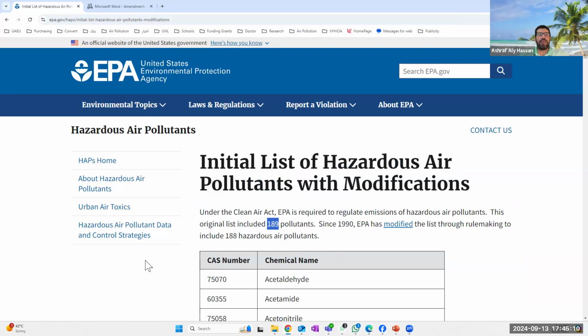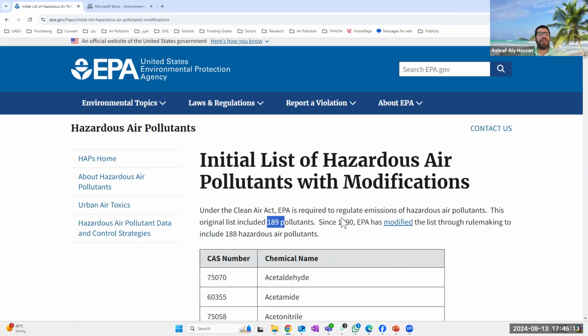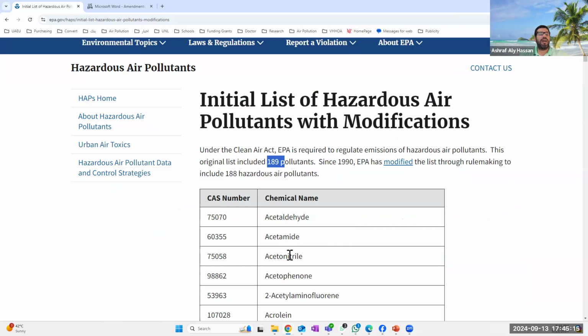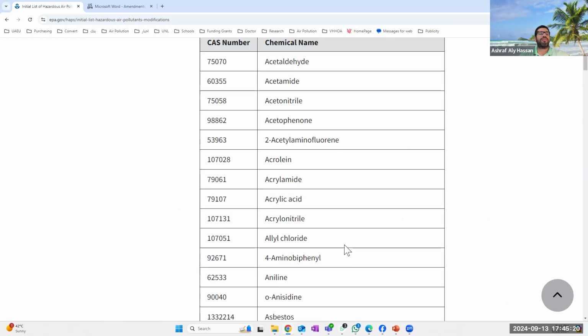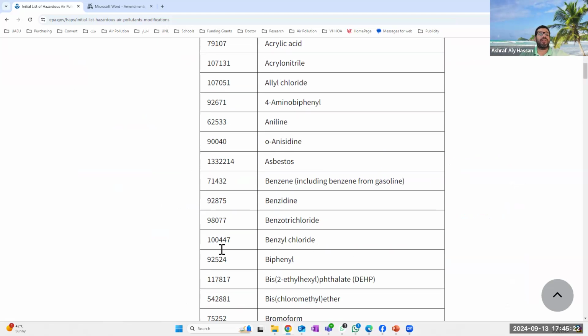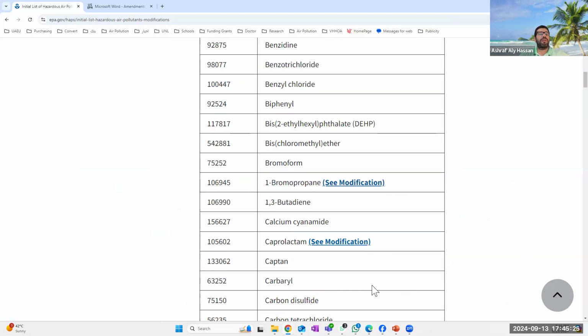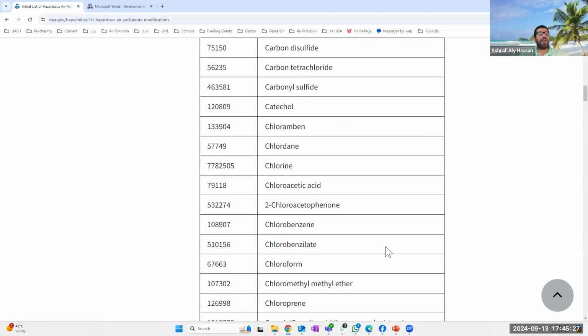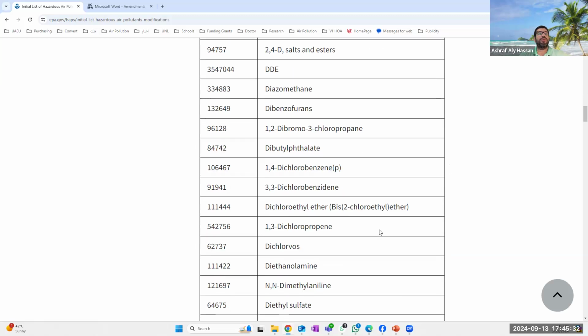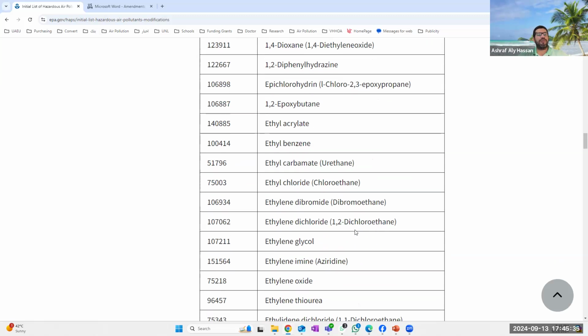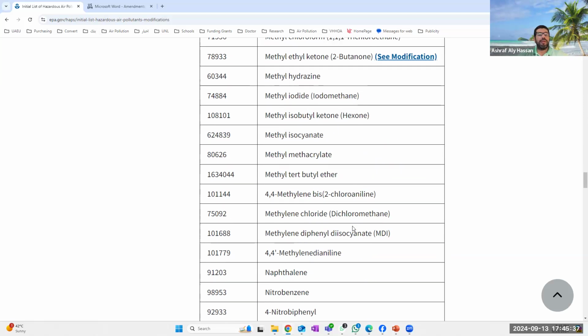Not all of them are organic, but most of them are, including acetaldehyde that we talked about, acetamide, acetonitrile, acetophenone, acrolein, acrylamide, acrylic acid, and the list keeps going on. Some of them are metals, such as lead, but chloroform, a lot of o-cresol, m-cresol, a lot of compounds that we talked about are on the list of the HAPs that are actually much more regulated than the VOCs. The limits for regulation are much lower.